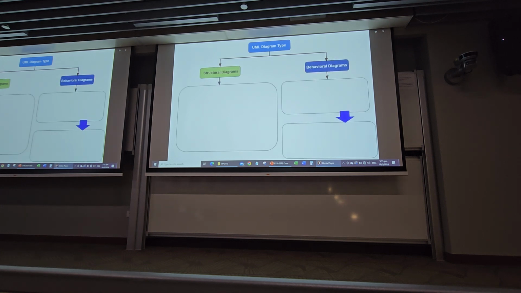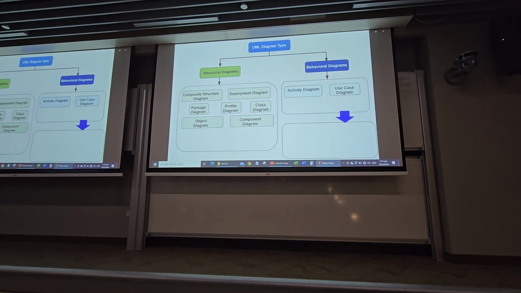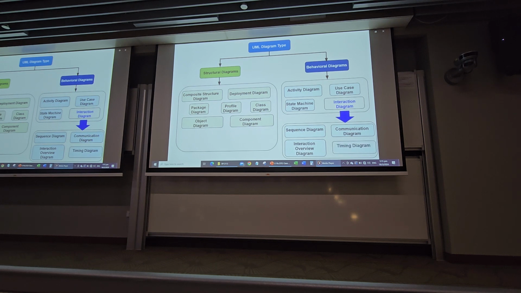There are 7 types of structure diagrams: composite structure diagram, deployment diagram, package diagram, profile diagram, class diagram, object diagram, and component diagram. Behavior diagrams include activity diagram, use case diagram, state diagram, sequence diagram, communication diagram, interaction view diagram, and timing diagram. Now a few words about each one of them.